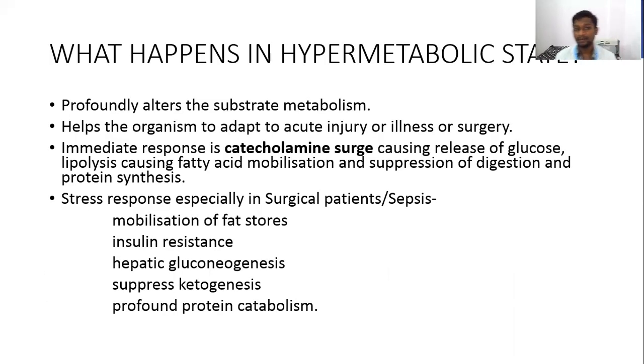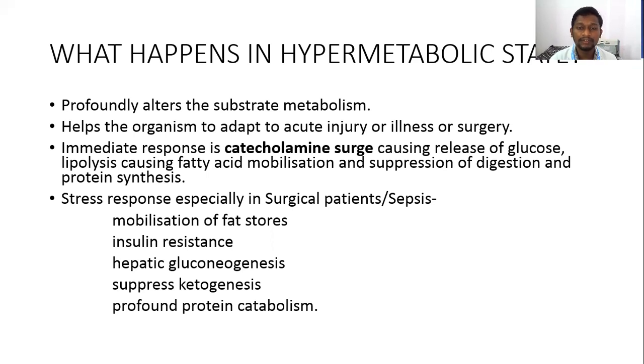So what happens in a hypermetabolic state? The body either can be in an anabolic state or a catabolic state. Anabolism is building up, catabolism is breaking down. In a hypermetabolic state, when the basal metabolic rate in a person is more, it means that it is moving towards catabolism. So profoundly, this alters the substrate metabolism. It mobilizes all the carbohydrates, fats, and proteins towards energy production rather than storing and building up the body, and helps the organism to adapt to acute injury or illness or surgery, because the body would need energy in case of an injury or illness.